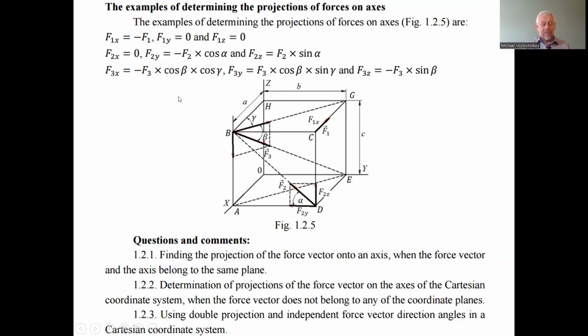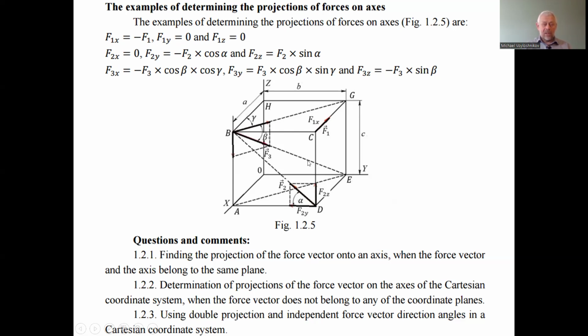And so we can find that some of the sides of the parallelepiped are perpendicular to the axes, and some are parallel. So F1x, the projection of the force F1 on the abscissa axis, is minus F1 because the force F1 is in the opposite direction to the axis 0x.